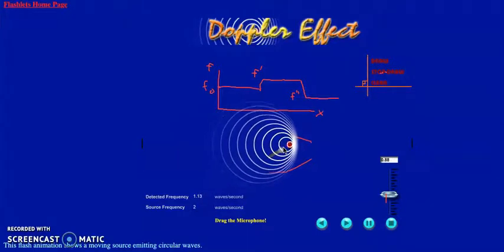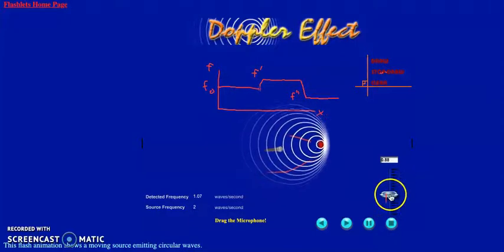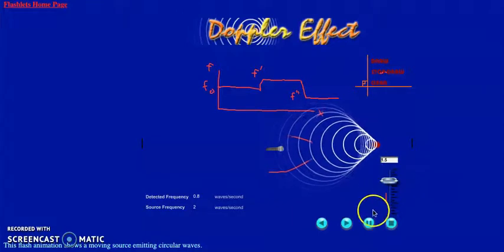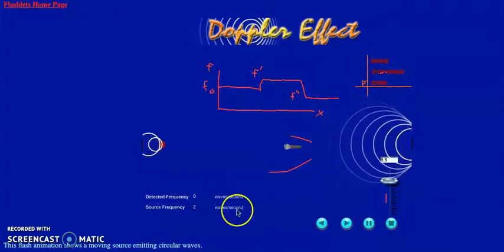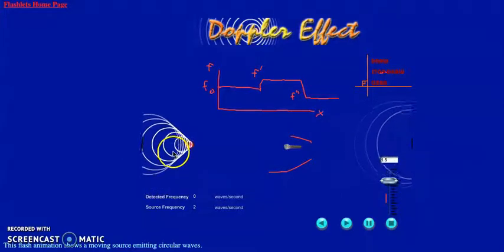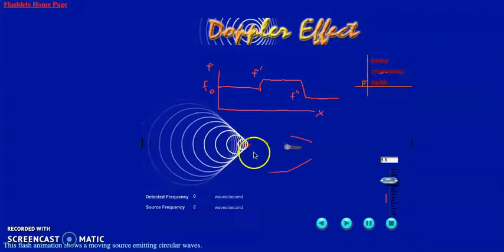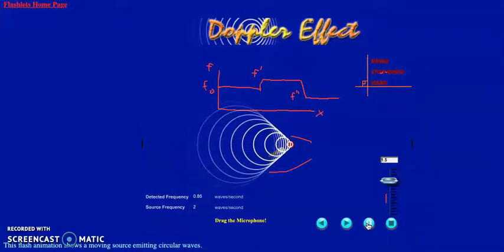So you get a really high change in frequency and then a really low change in frequency. And if I were to go faster than the wave, then I get something else that we'll discuss later on. That's called a shock wave. If you've ever been around an air show where planes go faster than the speed of sound, that's a shock wave, because you're outracing the waves that you are producing. But we won't worry about that.